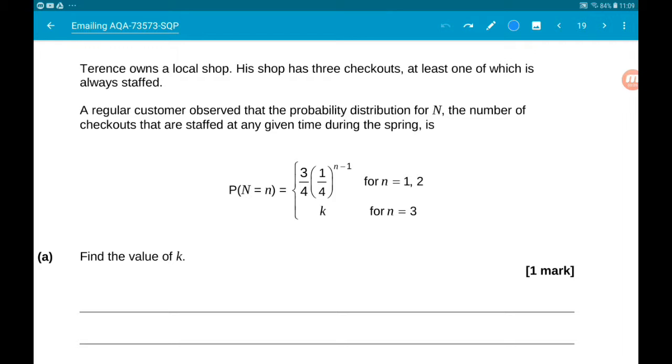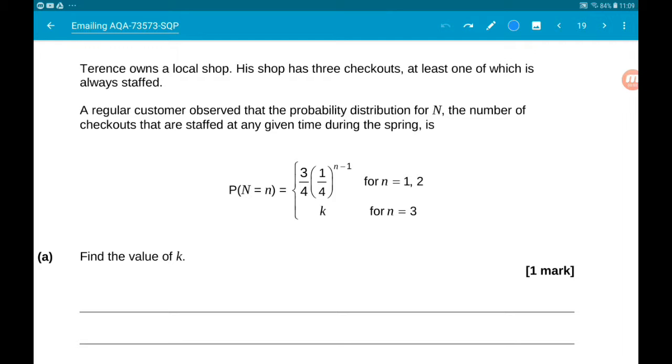the spring, is given by the probability that N is equal to n is 3/4 times 1/4 to the n minus 1, where n is either 1 or 2, or k if n is equal to 3. But part A wants us to work out the value of k.